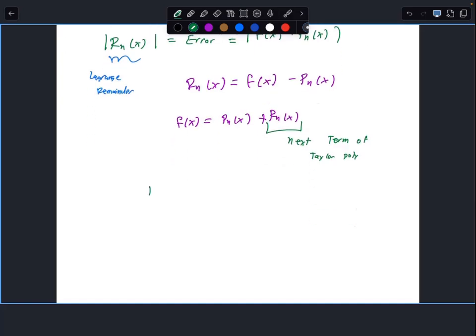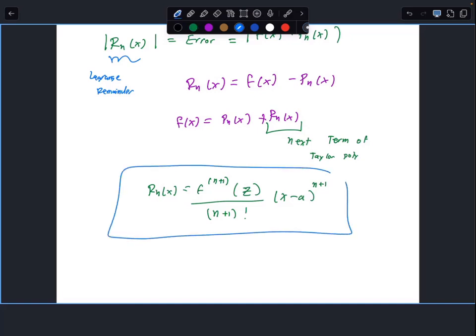And so the Lagrange remainder is stated as the n plus 1 derivative, and we're just going to use a different letter here, z, over n plus 1 factorial times x minus a to the n plus 1. And I know you have those questions, and I'm going to answer them right now.